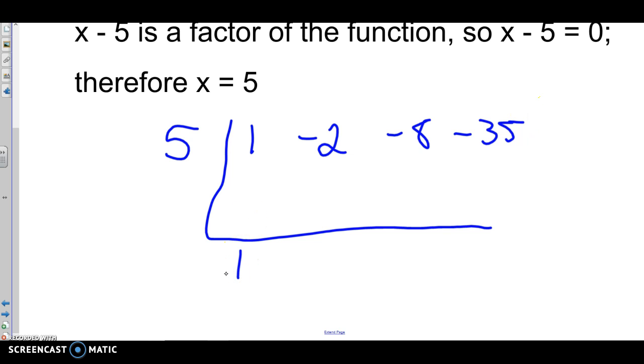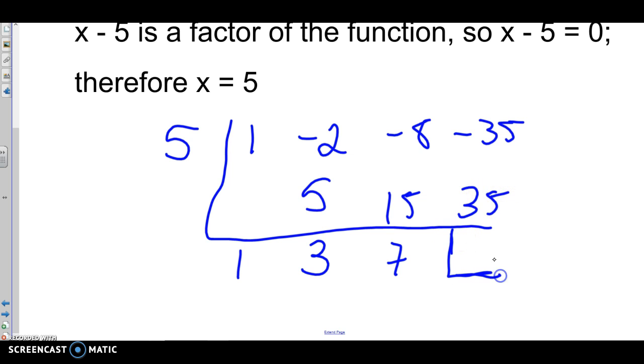Bring down the first number. Multiply, add, multiply, add, multiply. This time I'm going to put a box down here. And if that's 0, that means I have no remainder, and that is a true factor of the function. If I had a remainder, then x minus 5 would not be a factor of the function, as it did not divide into it evenly.